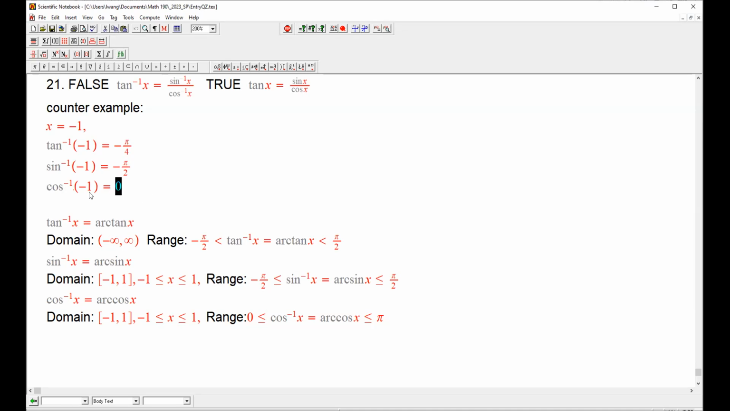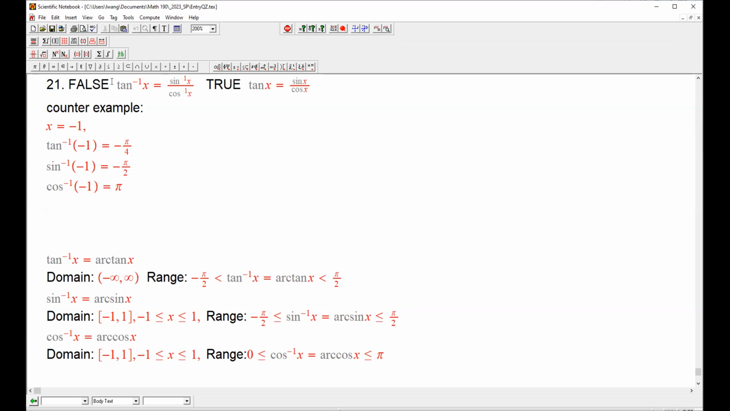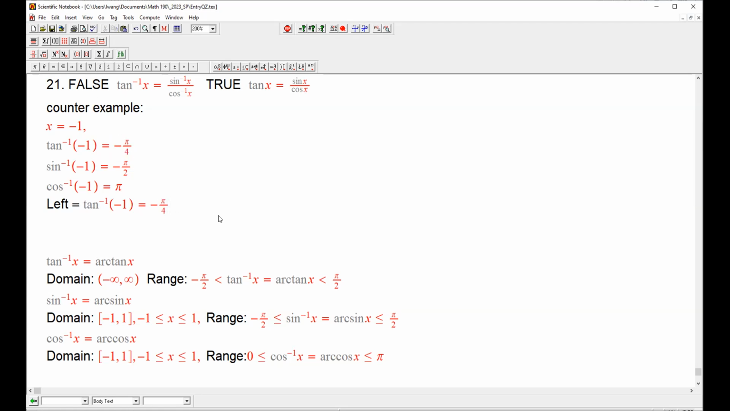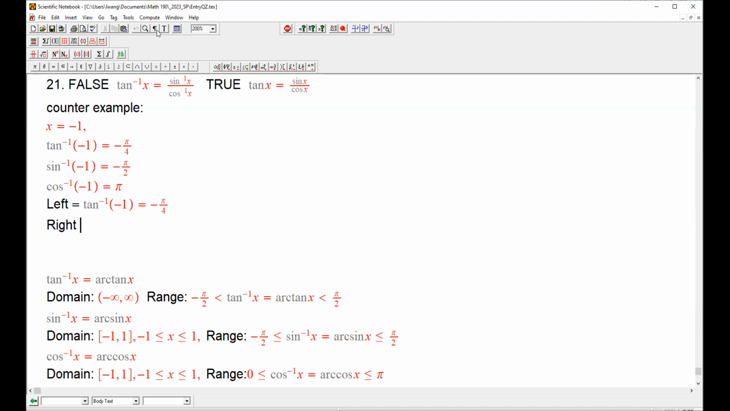Arc cosine of -1 equals π. So now let's check if this is true. On the left-hand side, tangent of this -1 is going to be equal to -π/4. And what's on the right-hand side?